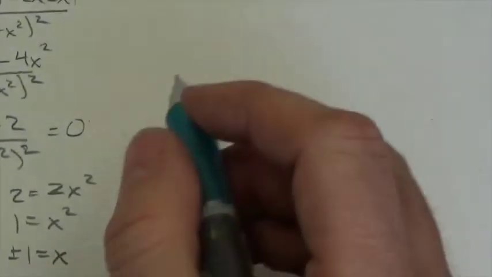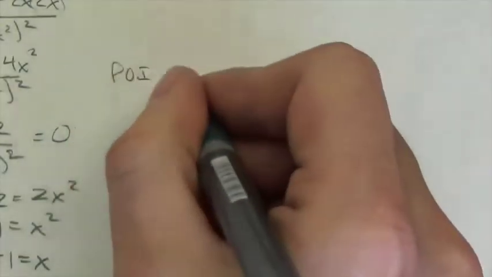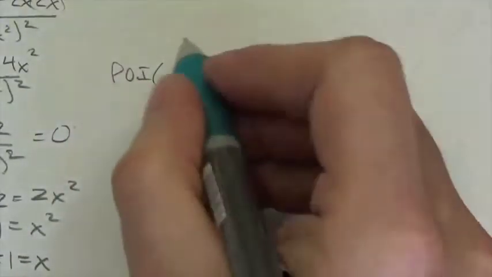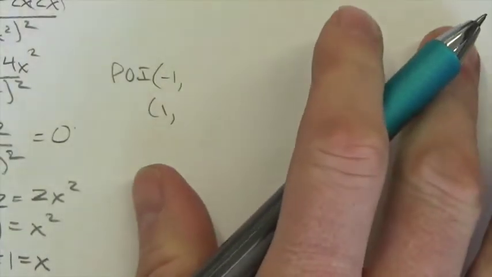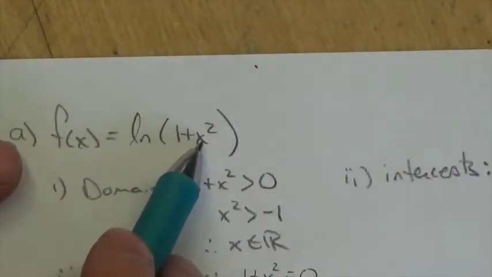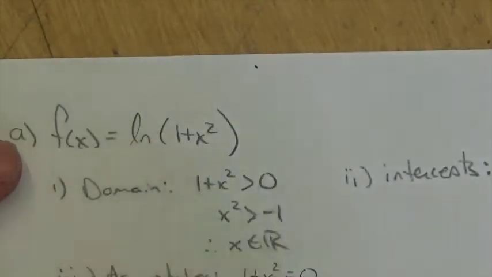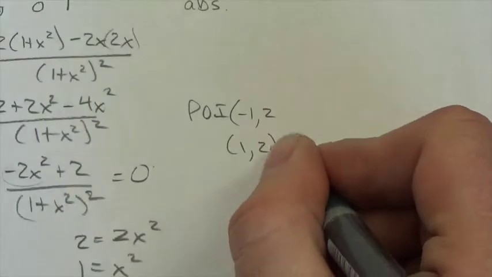So I've got now 2 points of inflection. My points of inflection are going to be at the point where x is equal to negative 1 or positive 1. Now I just got to go back up to the original function and figure out what that is. Way up here. So if I plug negative 1 in, it's going to be 1 plus 1, so the natural log of 2. And if you plug positive 1 in, the same thing. So in both cases here, I'm going to get ln 2 and ln 2.